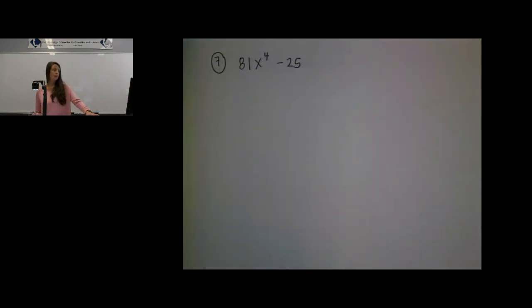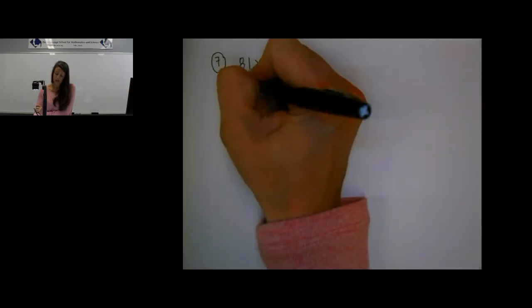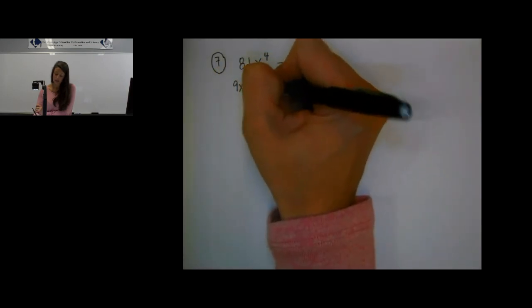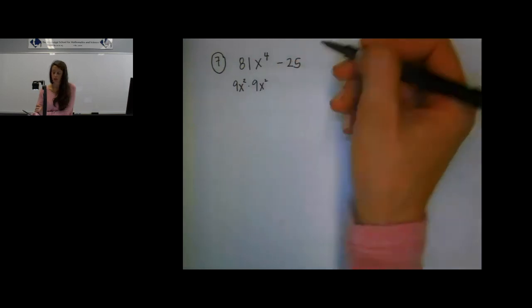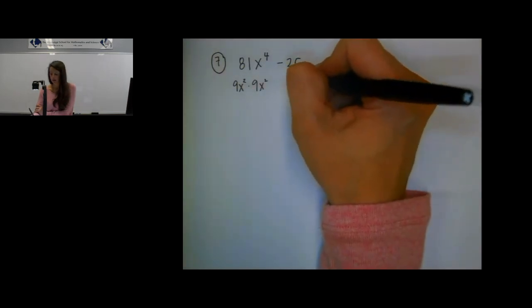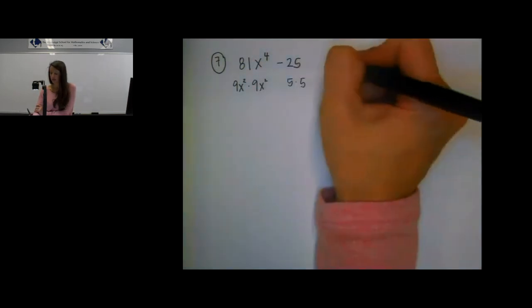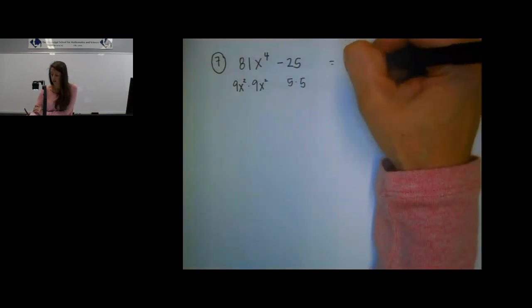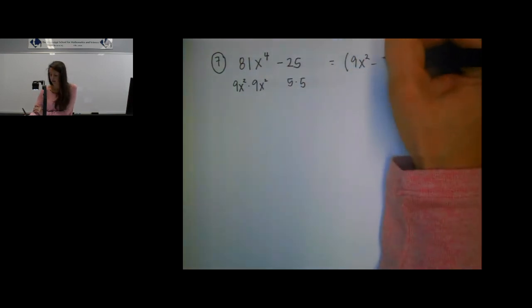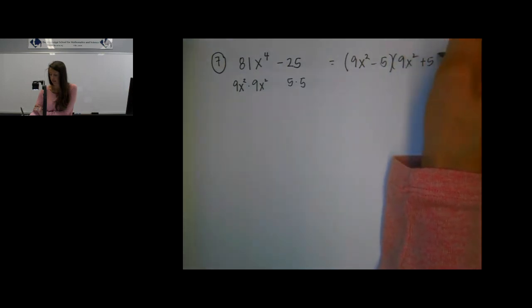Okay, y'all try this one. All right, what multiplies together to give me an 81x to the 4th? It's a 9x squared times a 9x squared. What multiplies together to give you a 25? That is a 5 and a 5. There's a minus sign in between these, so this is going to factor to 9x squared minus 5 times 9x squared plus 5.